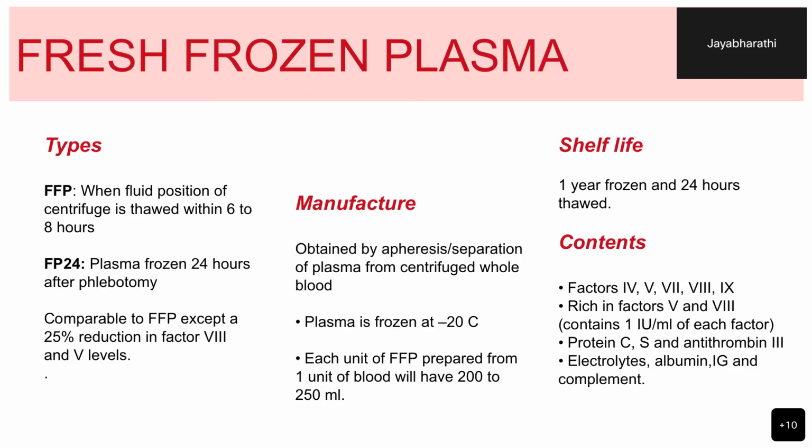FFP is obtained when the fluid portion of centrifuged blood is frozen within 6 to 8 hours, and plasma frozen within 24 hours after phlebotomy is called FP24, which is comparable to FFP except for a 25% reduction in heat labile factor levels. It is obtained by apheresis separation of plasma from centrifuged whole blood, and plasma is frozen at minus 20 degrees Celsius. Each unit of FFP prepared from 1 unit of blood will have 200 to 250 ml. The shelf life of FFP is 1 year frozen and 24 hours thawed.